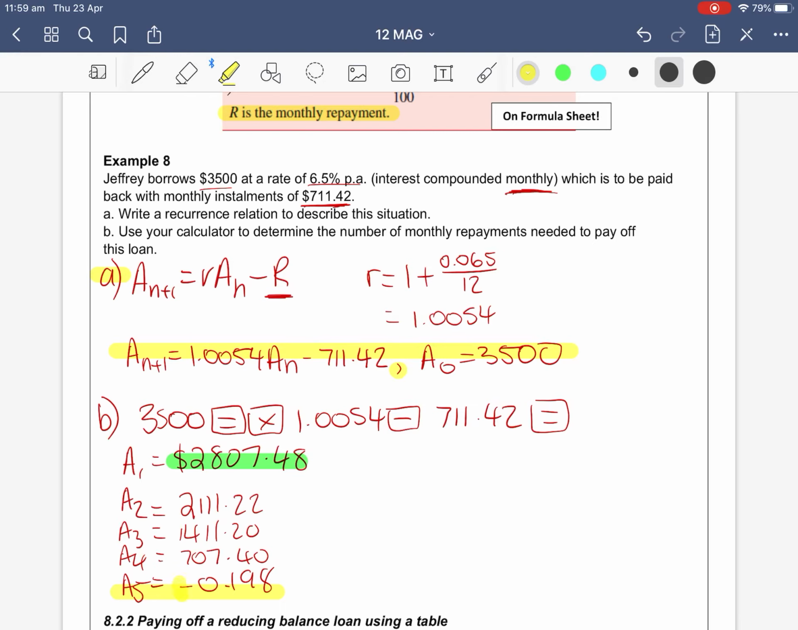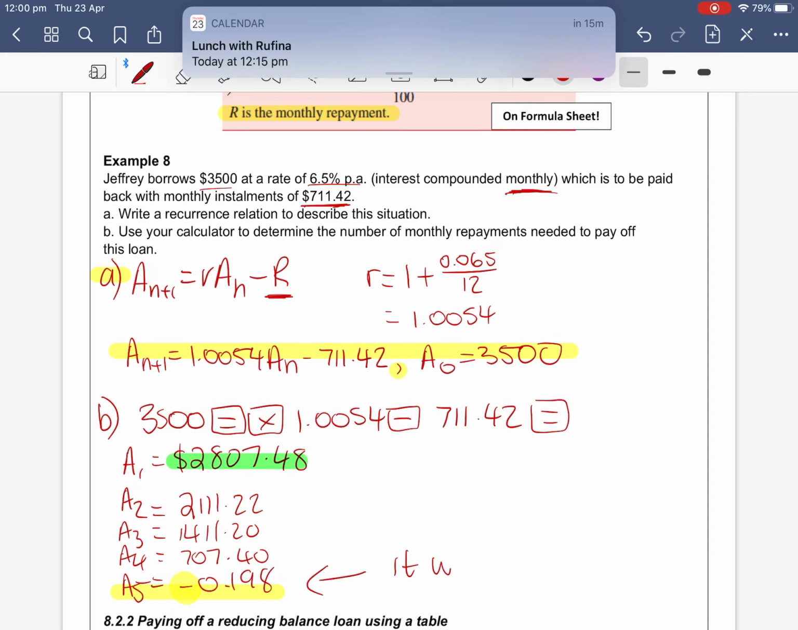So at this point, we see that we have a negative sign. This means that the loan is paid off after the 5th repayment. It will take 5 months to pay off the loan.